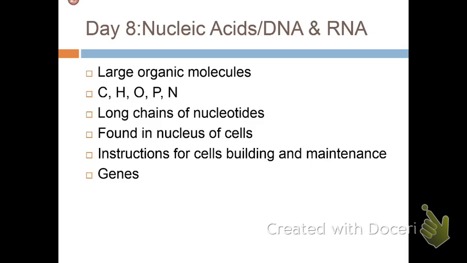They're very large molecules that are made up of carbon, hydrogen, oxygen, phosphorus, and nitrogen. They are long chains of nucleotides. Nucleotides are the monomer. They are the building block that makes up a nucleic acid when many of them are put into a row to make a polymer.